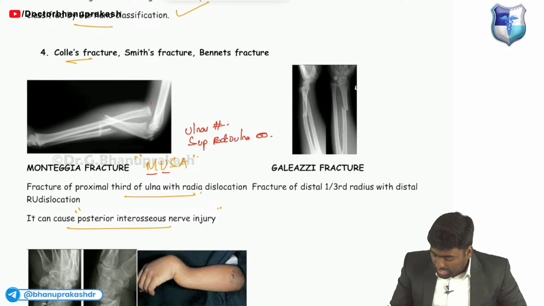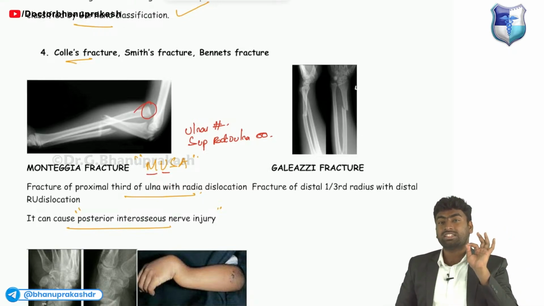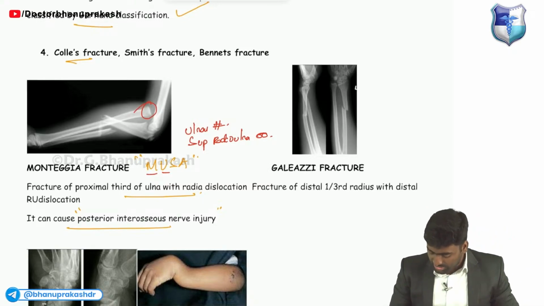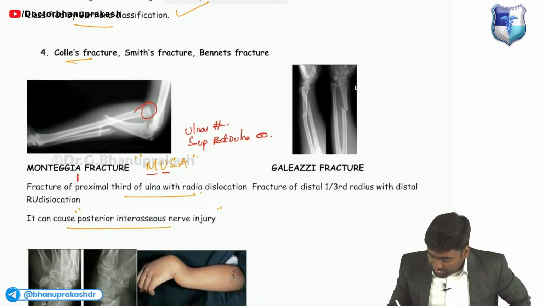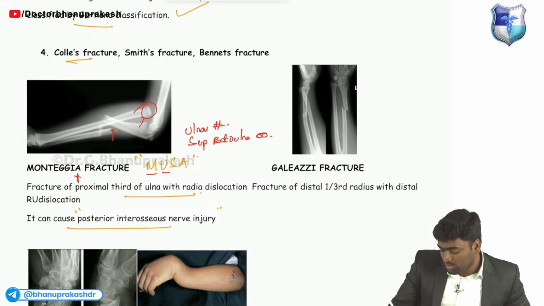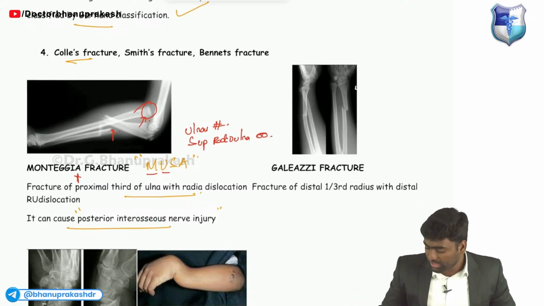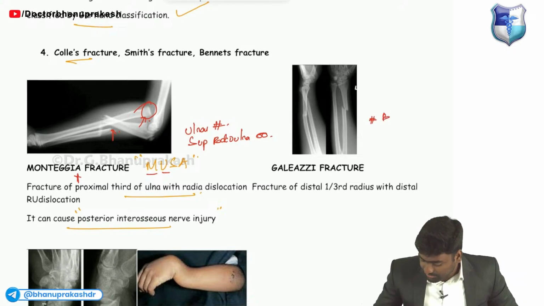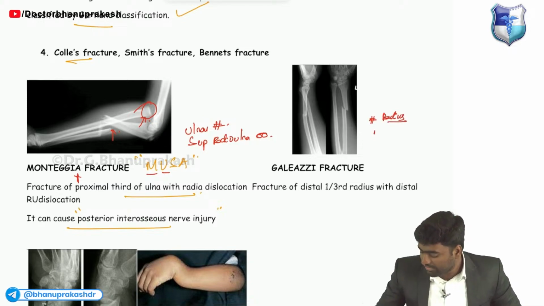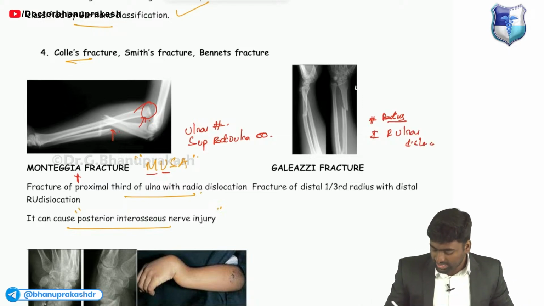And we know around the head of the radius it will dislocate and it will cause injury to the posterior interosseous nerve. Remember this much. This is the Monteggia fracture. This is the fracture of the ulna, okay, along with the superior radio-ulnar dislocation. So the opposite of this is the Galeazzi fracture. What is it? It is the fracture of the radius along with inferior radio-ulnar dislocation.